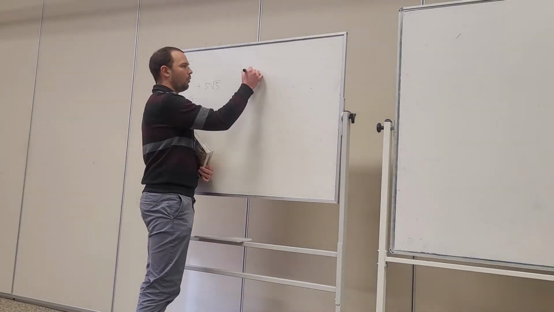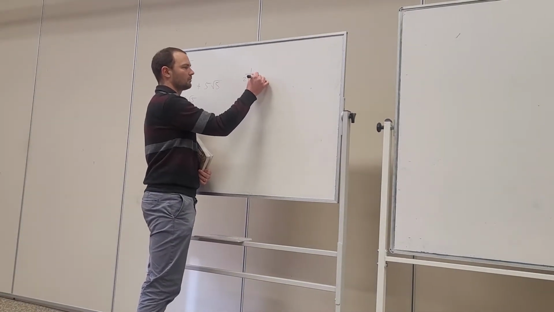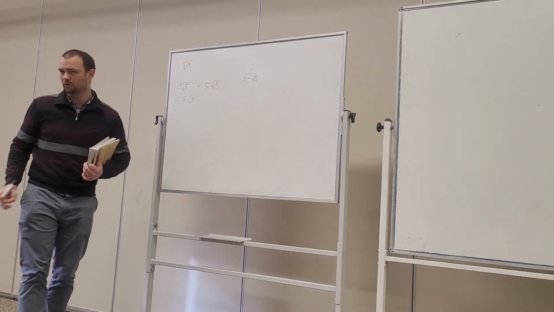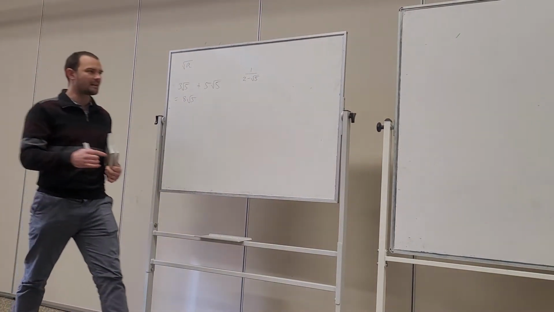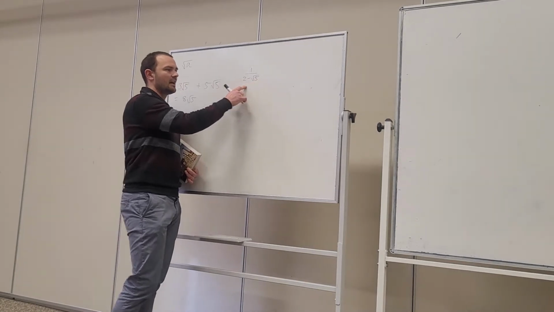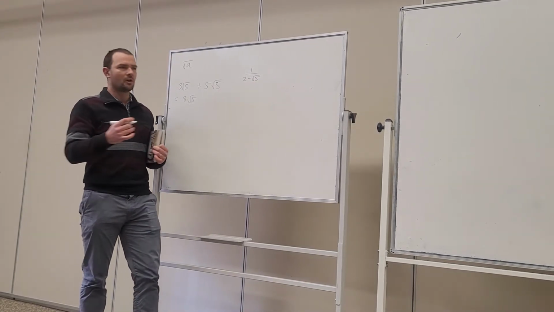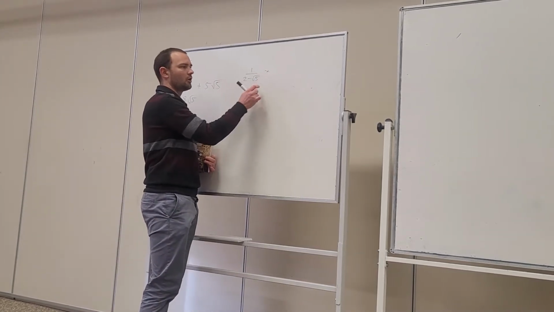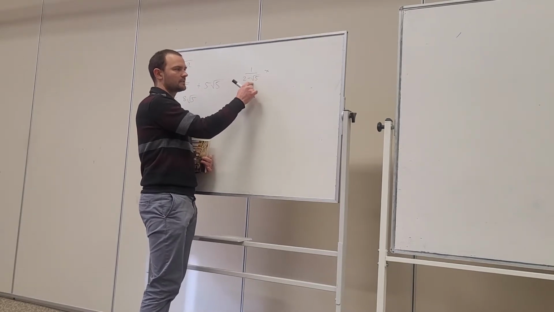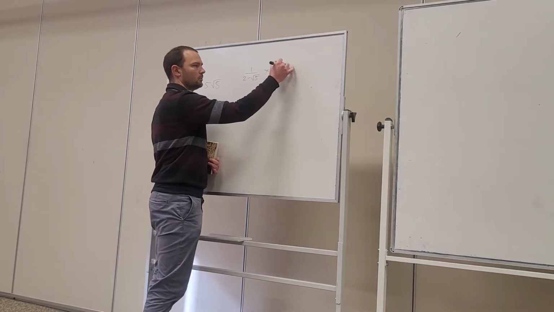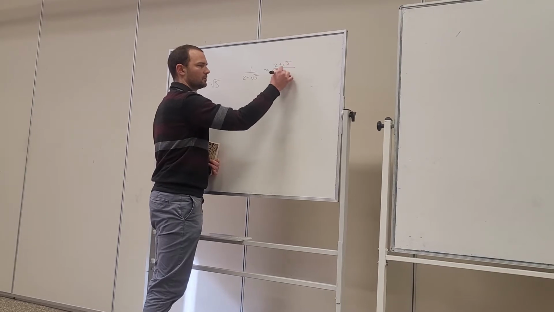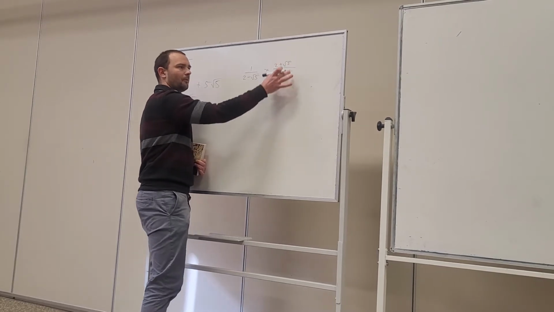So if we have 1 on top of 2 take root 5, and we want to what's called rationalize the denominator, that means we want to write the denominator as an integer, as a whole number. We have to multiply by the conjugate. And so the conjugate of this here is going to be 2 plus root 5 on top of 2 plus root 5. Okay, if you perform that, that's 1.